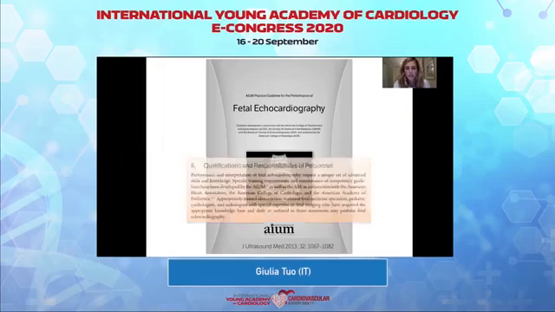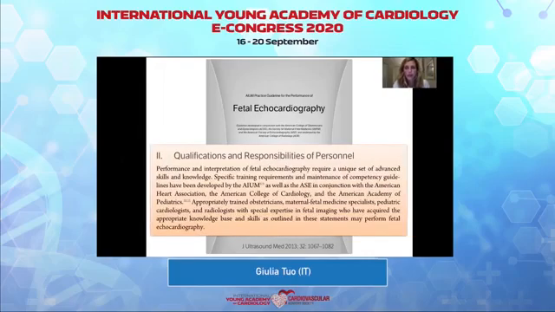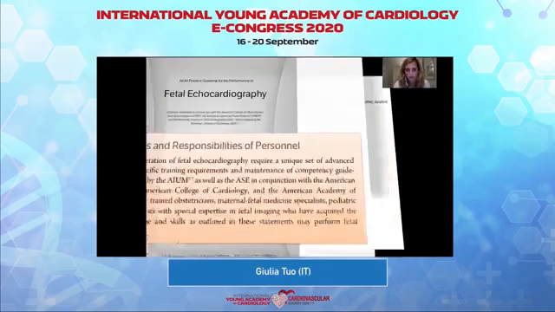And who is the person that has to perform the exam? It could be a pediatric cardiologist, an obstetrician, a maternal and fetal medicine specialist, or also a radiologist. But all of these specialists need to have received good training for acquiring the pictures, and also need to know in detail the fetal circulation and the transition from the fetal circulation to the postnatal one.